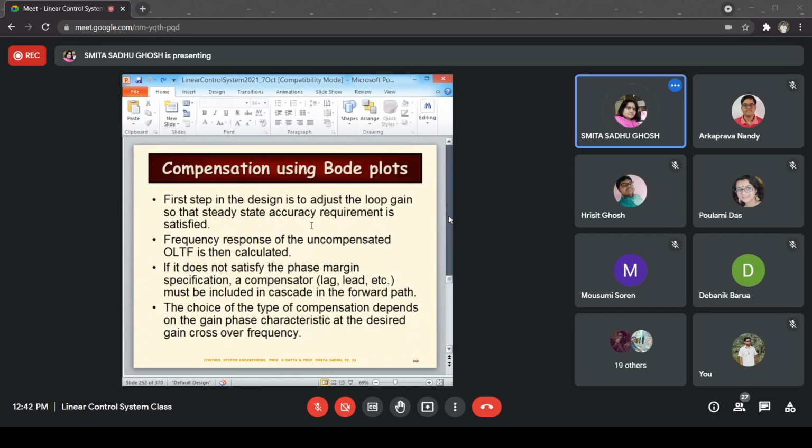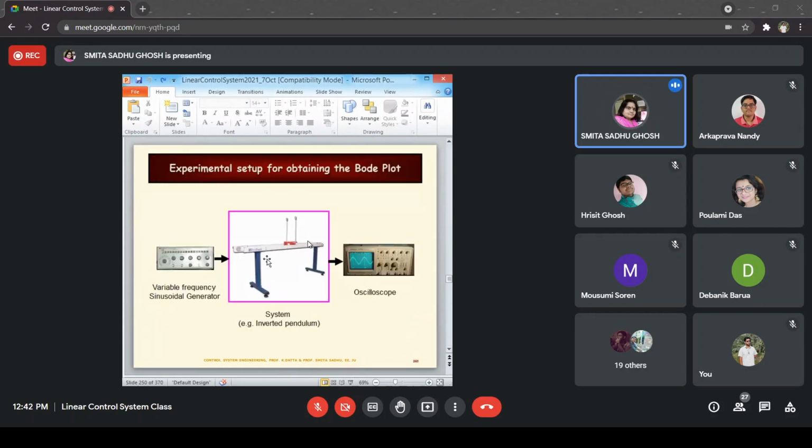By now you must have understood that experimentally, even without knowing the transfer function, you can obtain the Bode plot. Both components of the Bode plot, magnitude versus frequency and phase versus frequency, can be experimentally obtained by using such a setup.